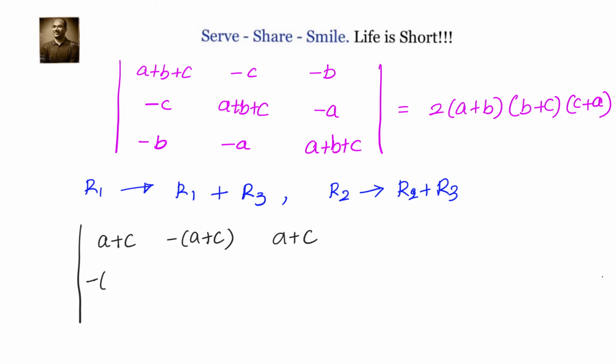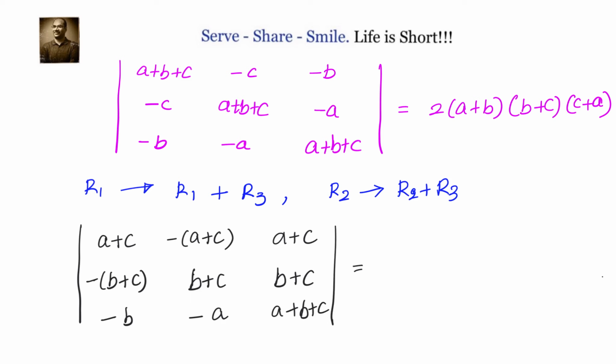Let's go to R2 is assigned R2 plus R3. We'll have minus of b plus c, a and a will cancel, you get b plus c. Again a and a will cancel, you get b plus c. Now you can see that from the first row I can take a plus c out, and from the second row I can take b plus c out. Once we take them common, we are going to get ones and minus ones. When you add 1 and minus 1, we will get zeros, and zeros is what we are looking for. So let's take a plus c and b plus c common.